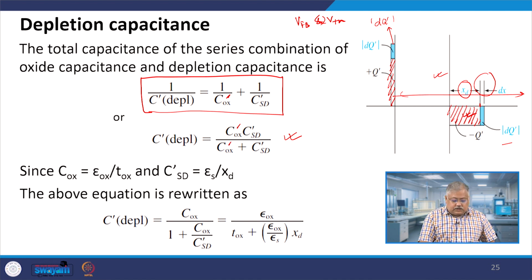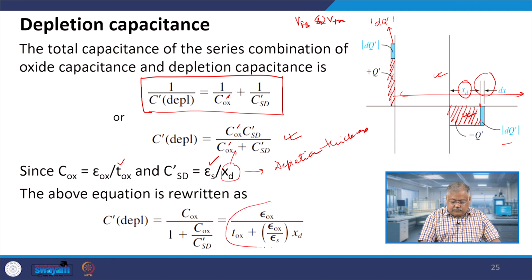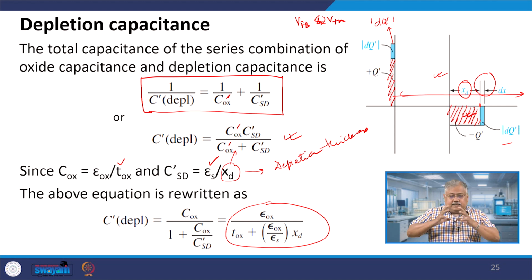We already know that Cox prime will be epsilon ox by Tox, and Cs prime is equal to epsilon silicon by xd. Xd is what? The depletion thickness, right. So, if you take this depletion thickness and place it back into this equation, I get C prime depletion to be a value which is given by epsilon ox by Tox plus epsilon ox by epsilon silicon times xd, which is very straightforward and simple to look into, which means that if the depletion thickness is larger, your C depletion will be getting lowered and lowered to a larger extent.